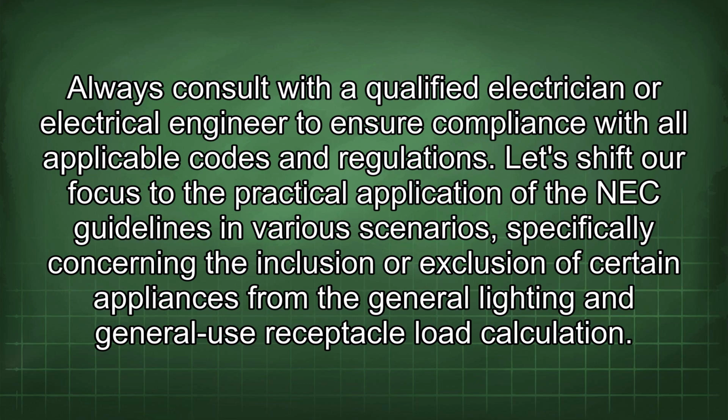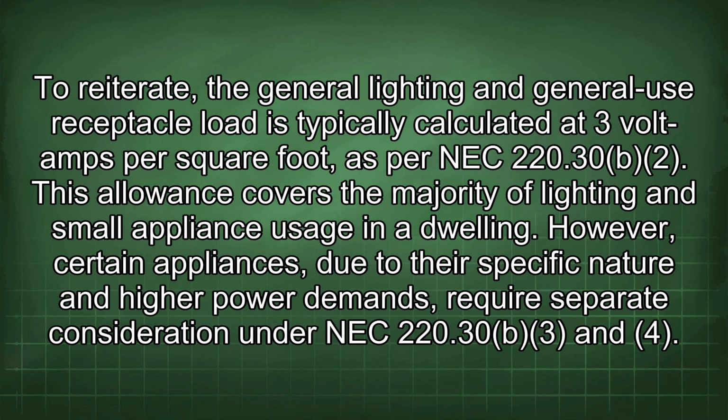Let's shift our focus to the practical application of the NEC guidelines in various scenarios, specifically concerning the inclusion or exclusion of certain appliances from the general lighting and general use receptacle load calculation. To reiterate, the general lighting and general use receptacle load is typically calculated at 3 volt amps per square foot, as per NEC 220.32. This allowance covers the majority of lighting and small appliance usage in a dwelling. However, certain appliances, due to their specific nature and higher power demands, require separate consideration under NEC 220.33 and 4.